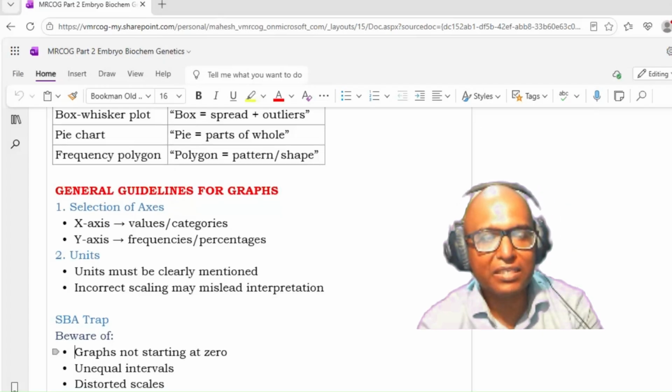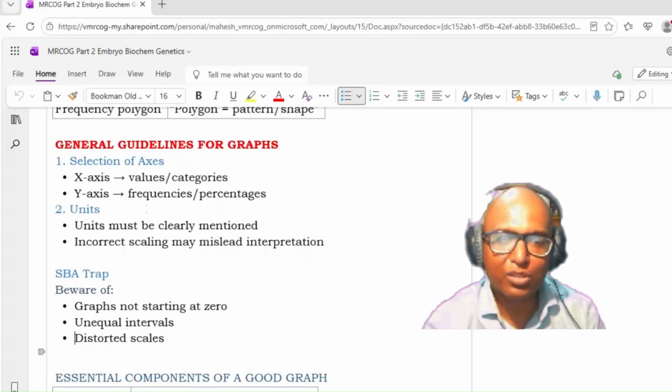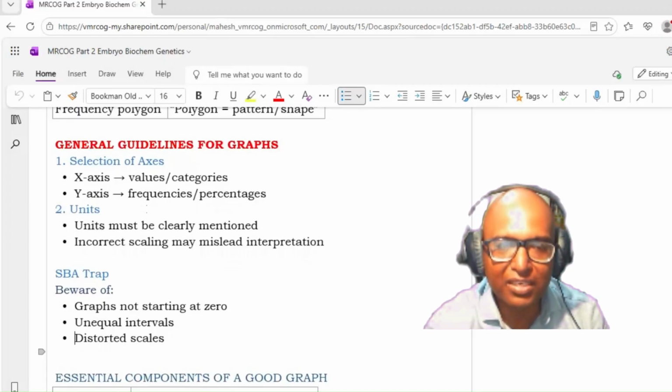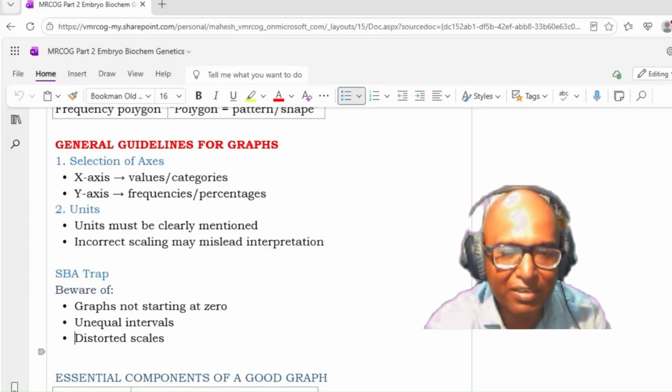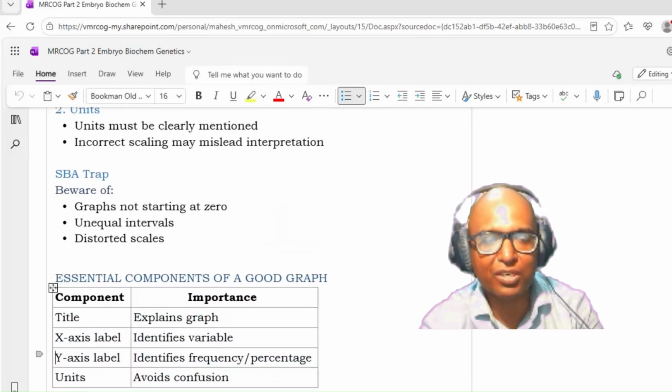From the examination point of view, just remember certain things. Graphs not starting at 0; normally the graph should start at 0. Unequal intervals: if the intervals are not equal, that is also not appropriate. And distorted scales, so the scale should also be mentioned.